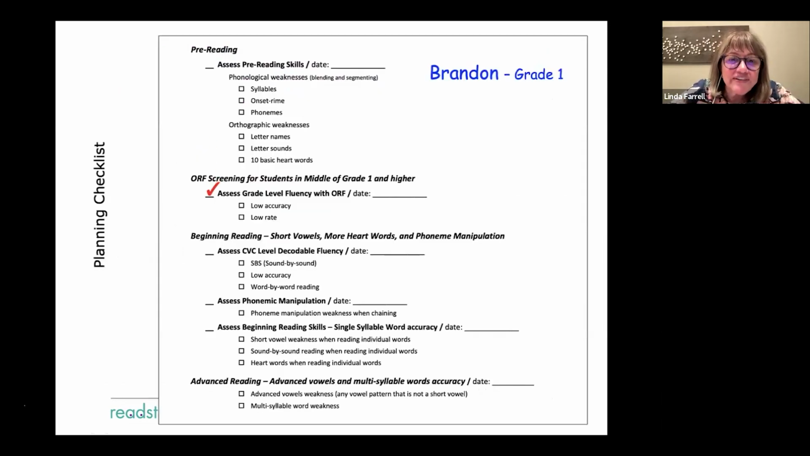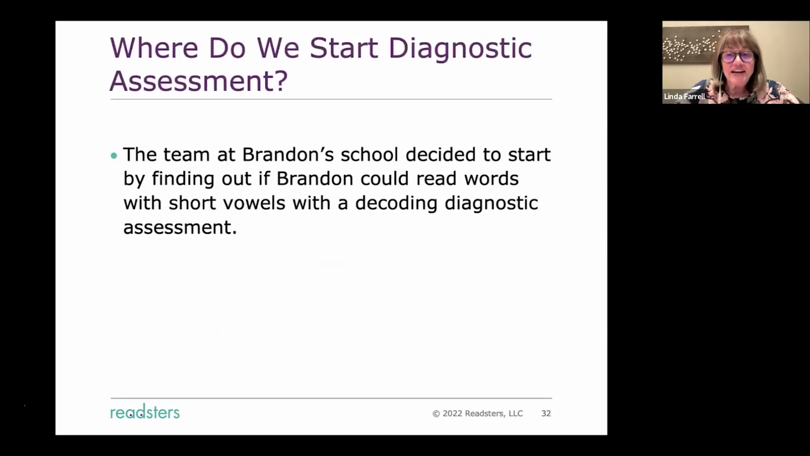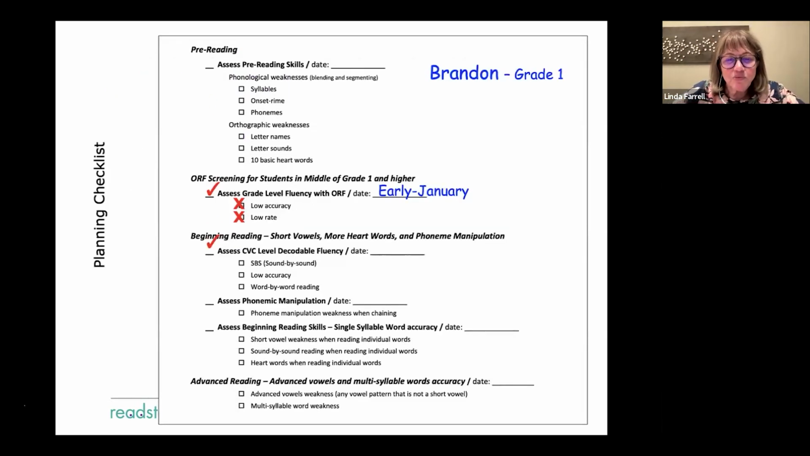So what did we do? We assessed Brandon. What we had done was we'd given him grade level fluency. That was the ORF, oral reading fluency. That was mid-January. He had low accuracy and he had a low rate. So we then need to look further. I would have gone straight on, but the team at the school said, no, let's hold on. Maybe that oral reading was just a mistake. So what we did is we assessed his CVC decoding level.